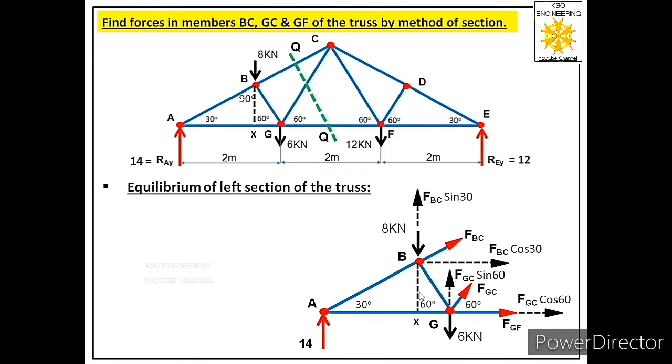Now we are ready with the free body of left section of this truss. Now we can apply equations of equilibrium to find the unknowns. So let us start with the first equation, that is summation Fx is equal to 0.